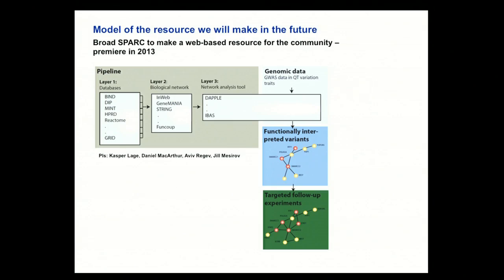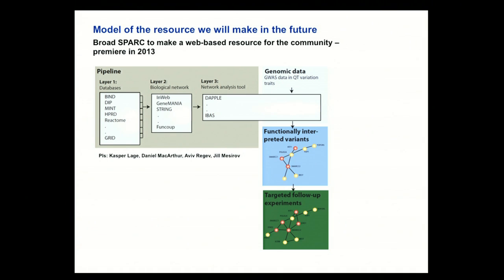But just to give you an idea of emerging tools, because of course we want to make these things available to people. We don't just want me to be able to run these types of analysis on my computer. We want to enable Broad and the Broad community and collaborators to be able to do this. And fortunately, the Broad Institute and specifically the Spark Committee agreed that this would be a good idea, so they just funded me and Daniel MacArthur and Aviv Regev and Jill Mesirov to make a web portal where we'll try to make all of these biological networks available.